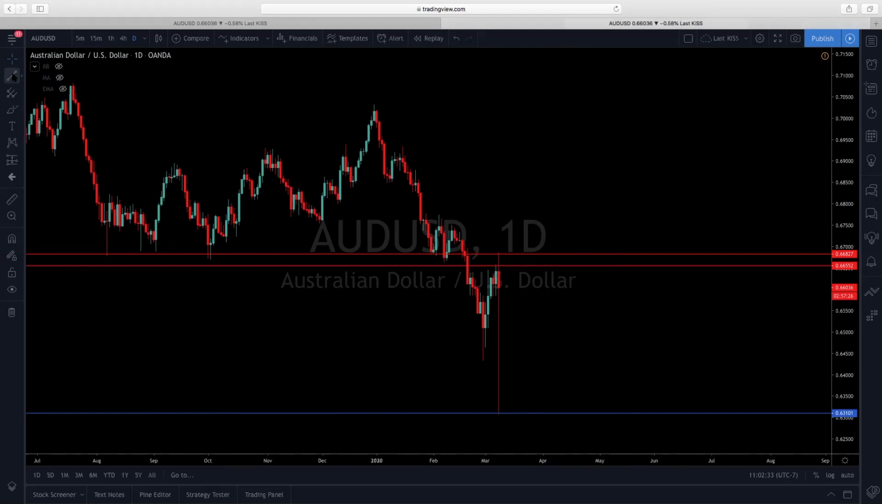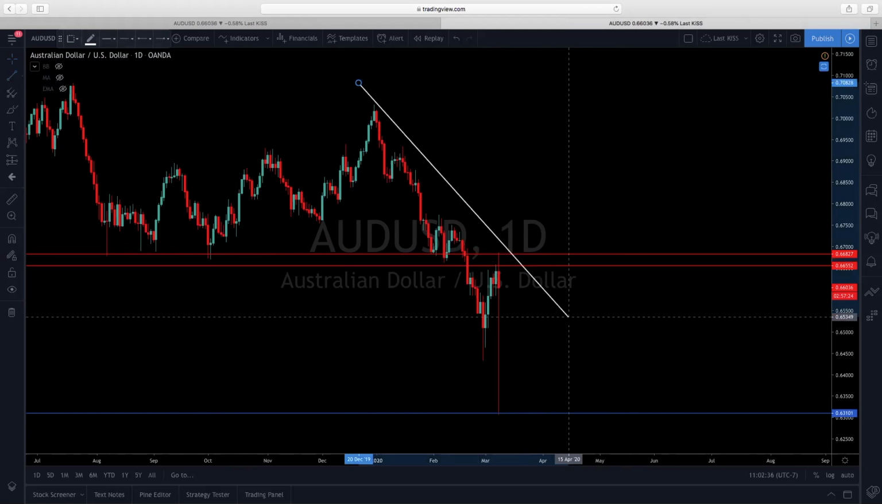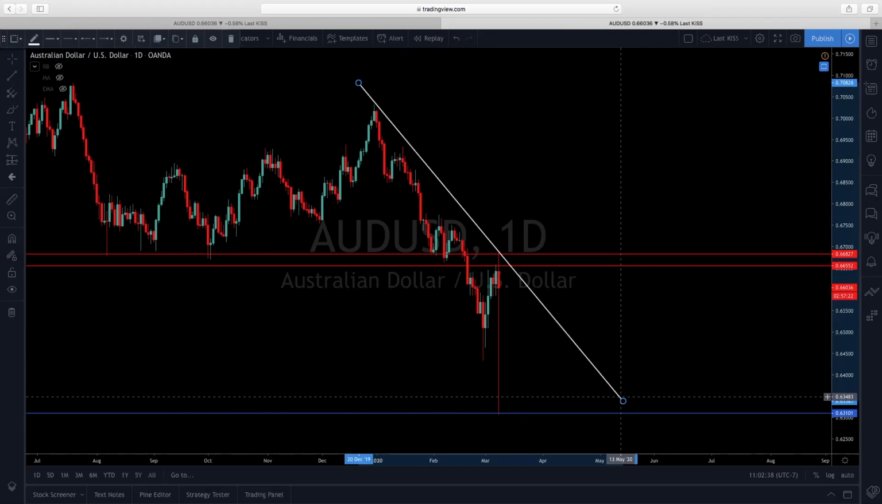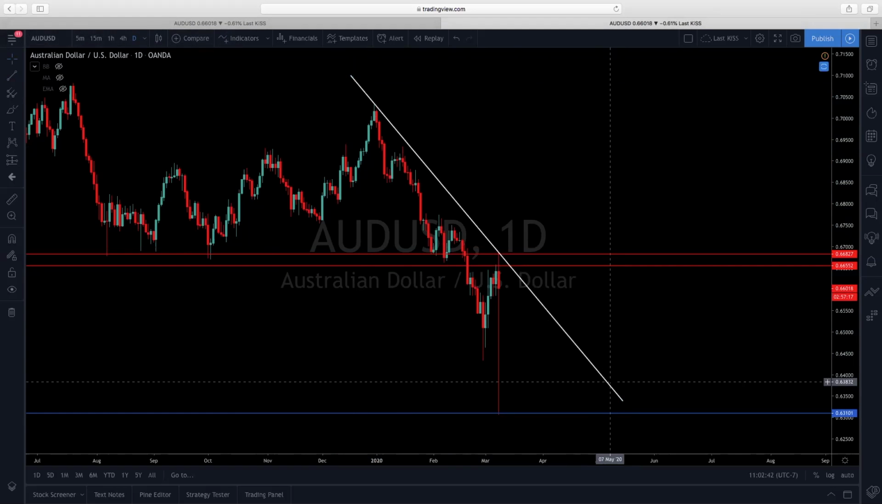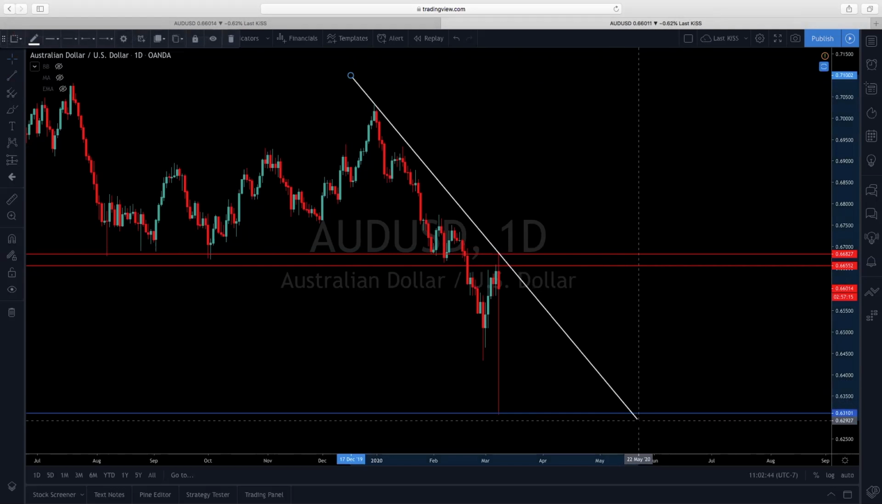So as you can see here, AUD USD is bullish on the daily. And so, I'm sorry, it's bearish, meaning that you can see that sellers are in control of the market. And so it is very bearish.